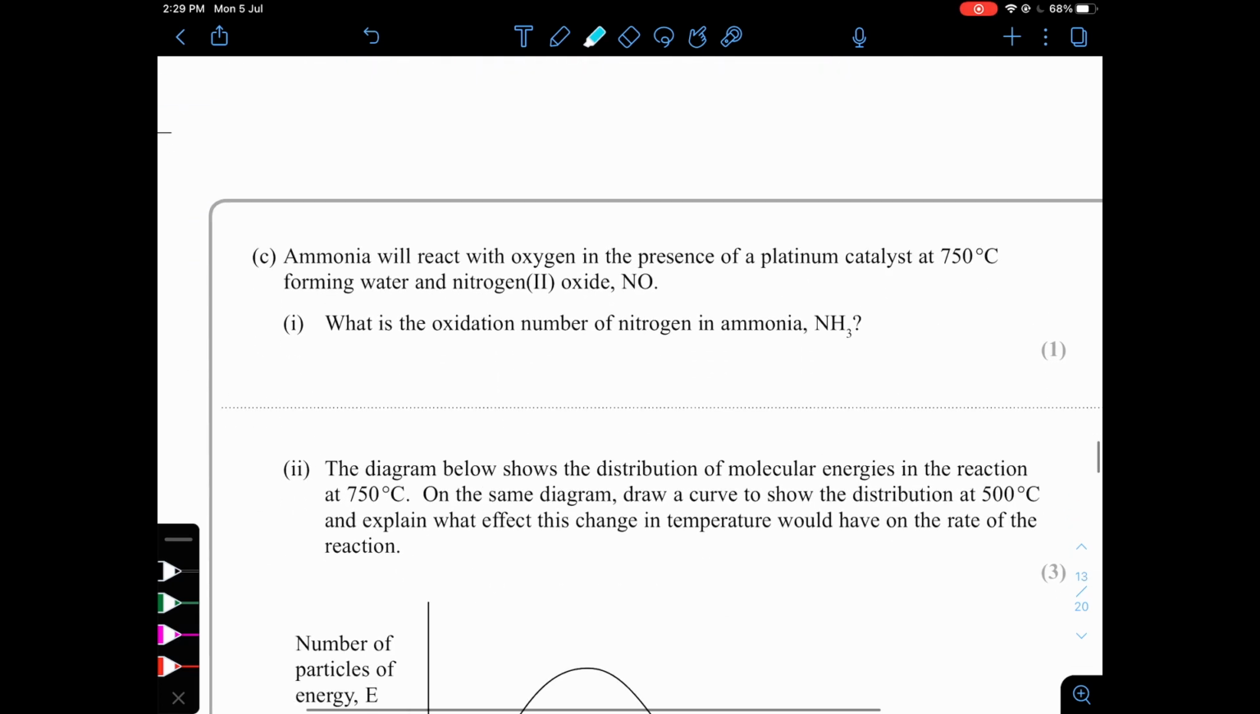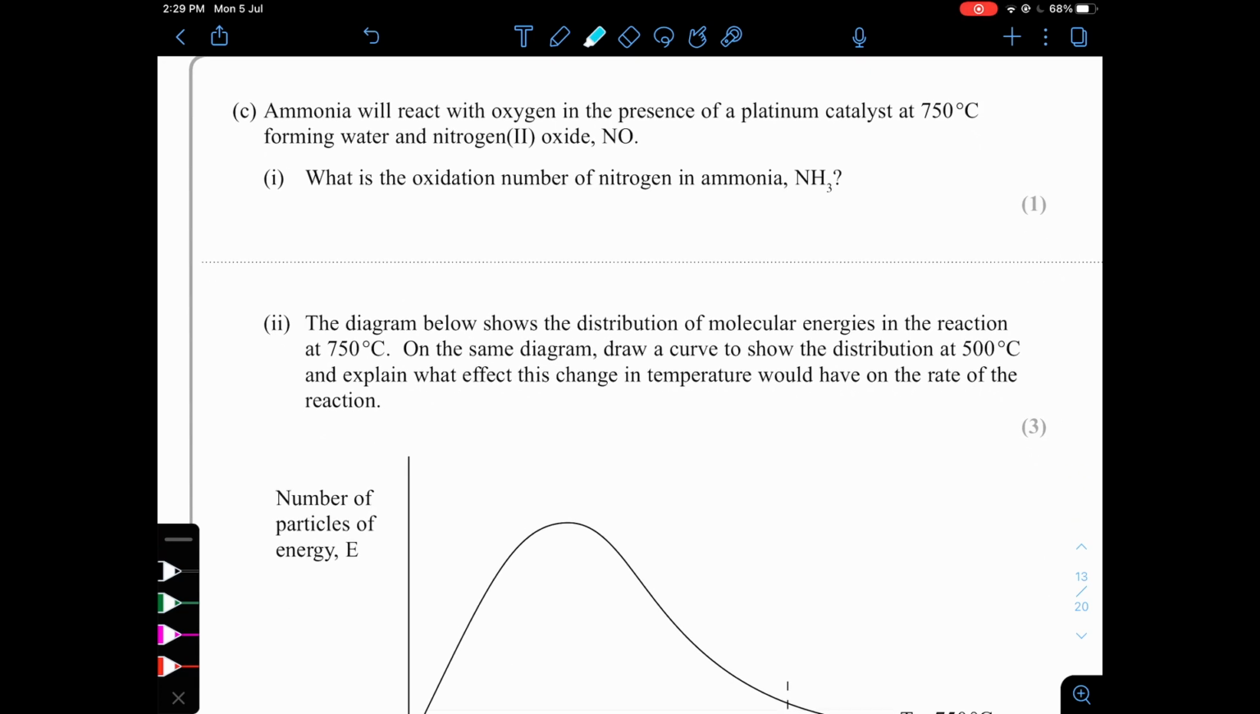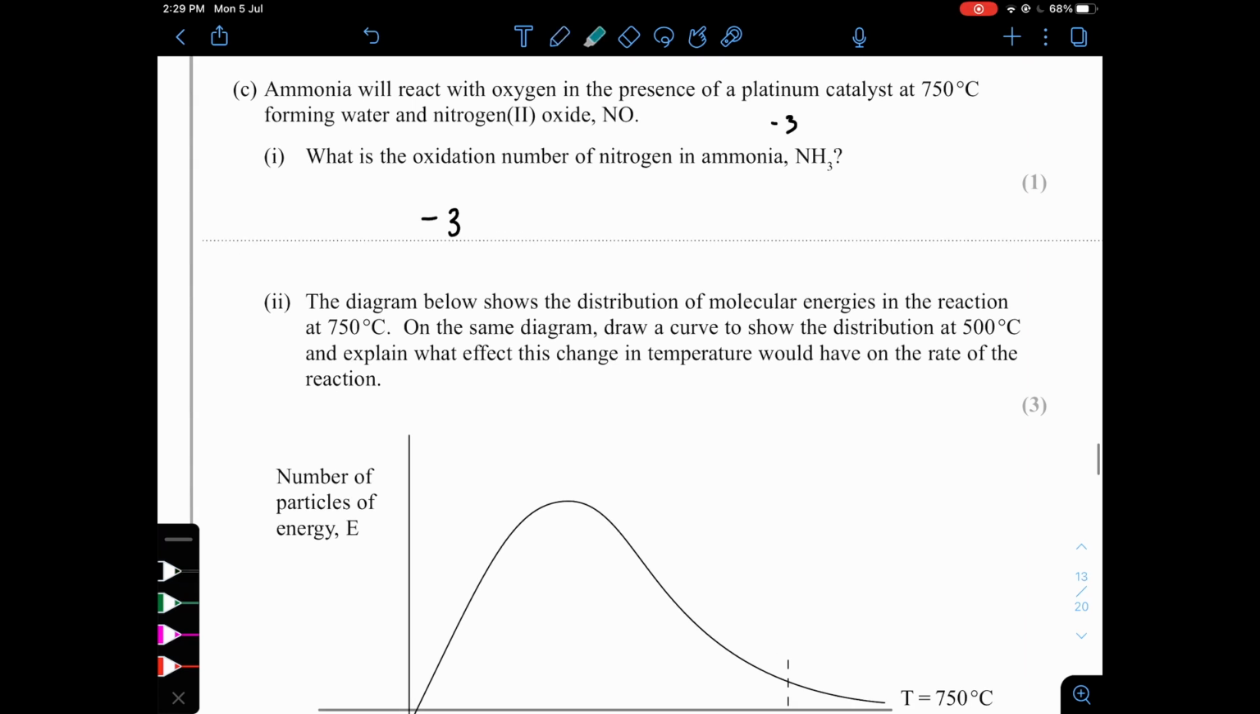Okay. C. Ammonia will react with oxygen in the presence of a platinum catalyst at 750 degrees, forming water and nitrogen oxide. What is the oxidation number of nitrogen in ammonia? That's pretty obvious. It's -3, right? Why -3? Because hydrogen has a charge of +1 each, totaling +3, and nitrogen has the -3, so the oxidation number is -3.